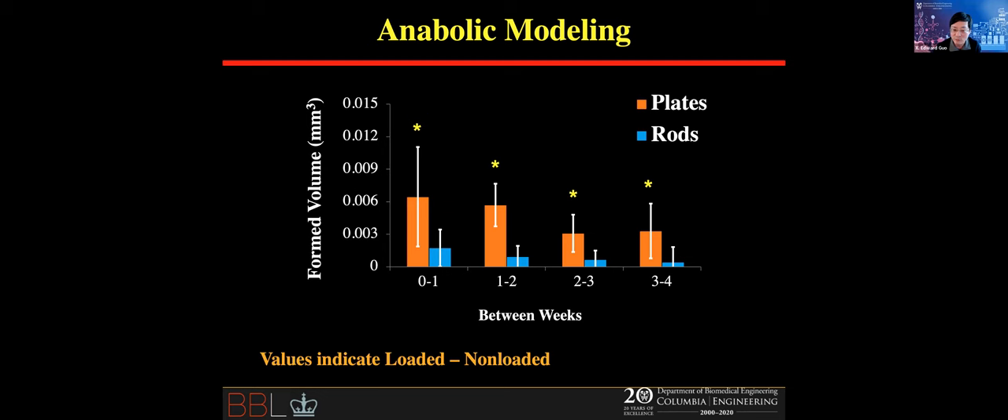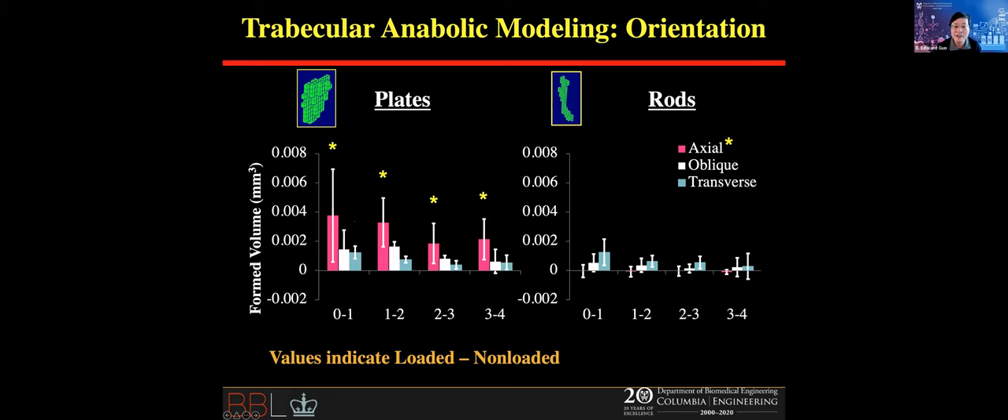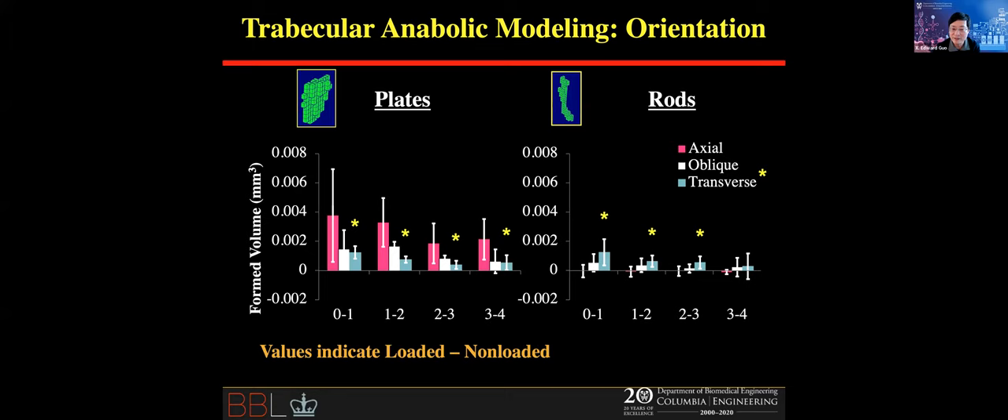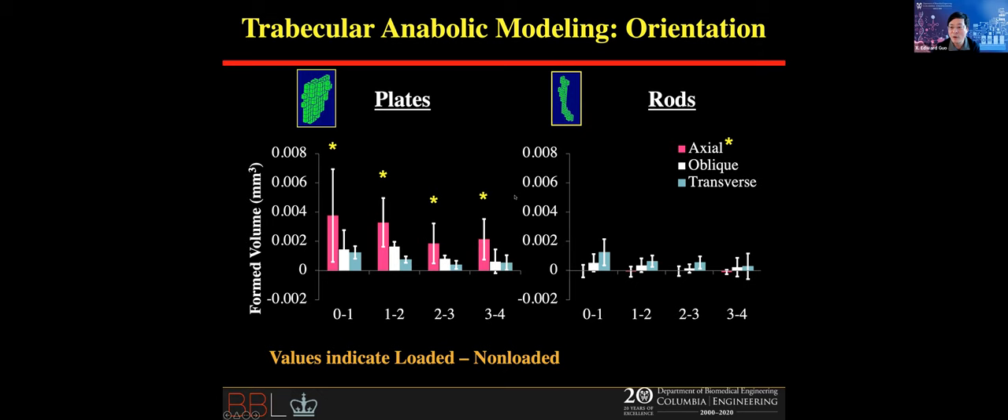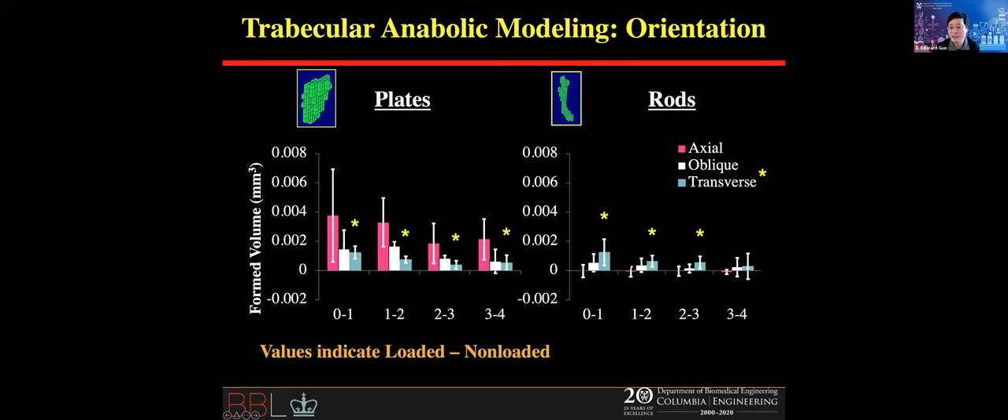And then you can separate them into different orientations. And very interesting, in axial, oblique, transverse, right? I think mechanical loading is in the axial direction. And then interestingly, in all the axial plates, you have bone formation. And then in the transverse one, also significant. Some in the transverse one is also significant, but in terms of the rod, right? You don't see too much new bone being added in here, but you do have some in the transverse direction, okay?